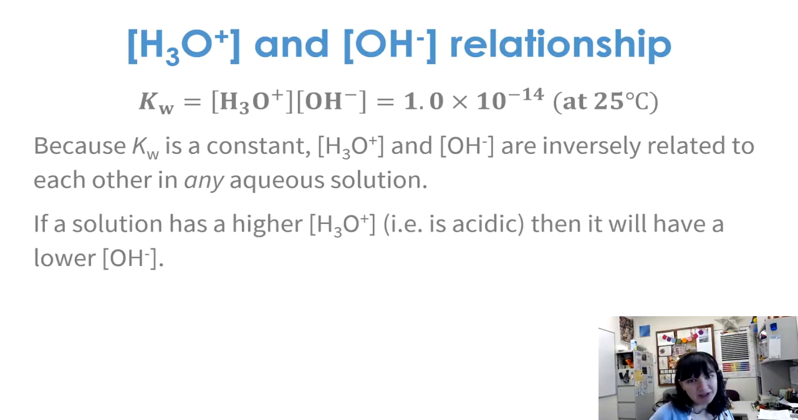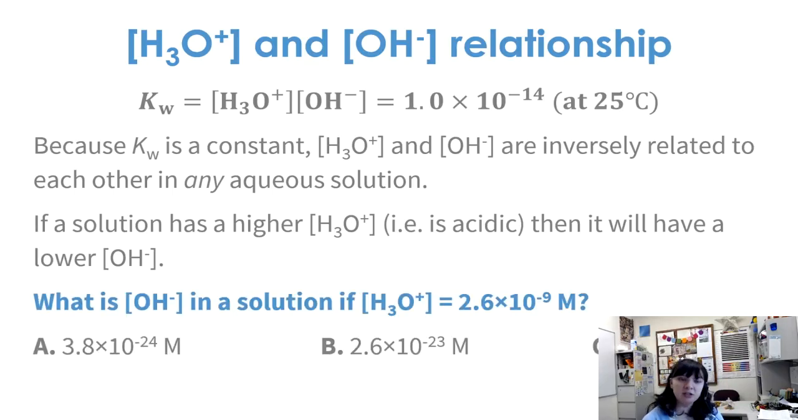Now again, because these concentrations are inversely related, what we see is that acidic solutions may have a higher concentration of H3O plus and then a lower concentration of OH minus. In the same way, a basic solution is going to have more hydroxide than it does hydronium, but again, both are present at all times.